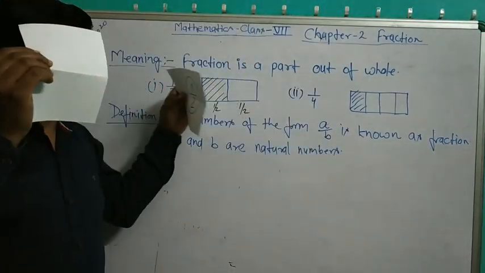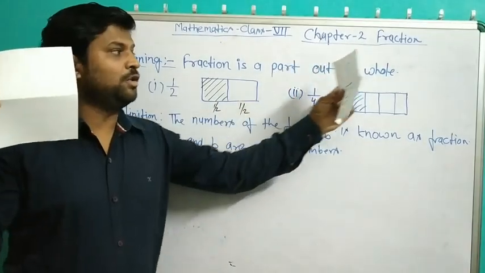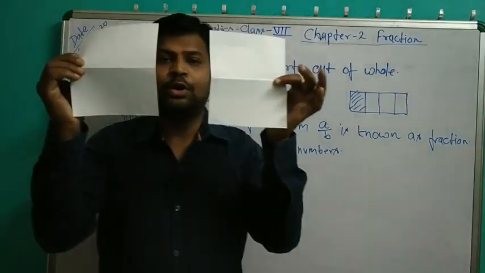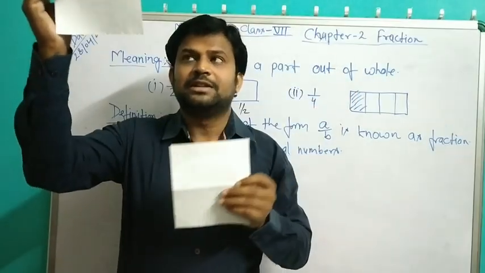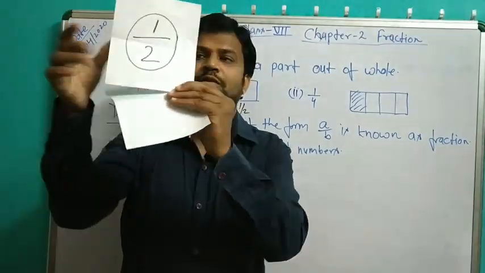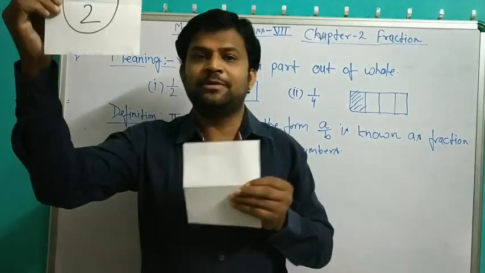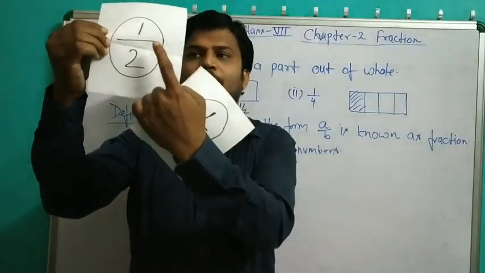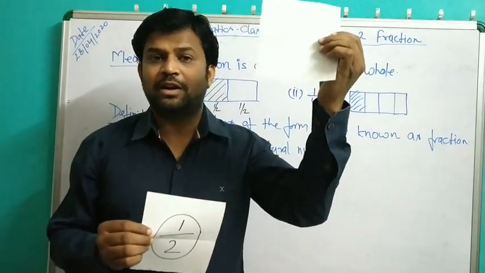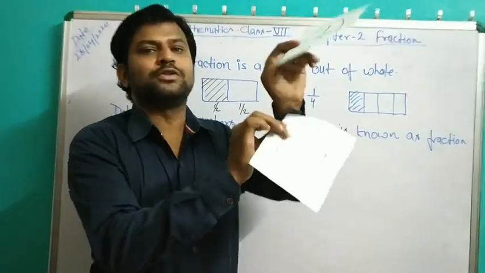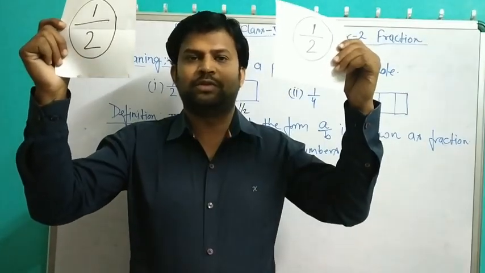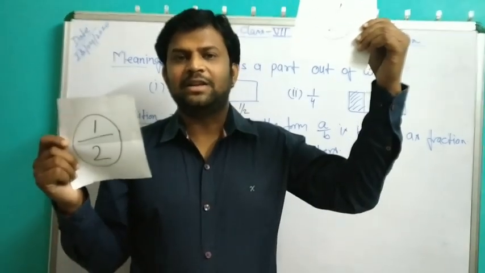It means fraction is a part out of whole. This one is one part out of two parts. It means this part is 1 upon 2, one part out of two parts. And this is also one part out of these two parts, so this is also 1 upon 2. It means half part and half part.